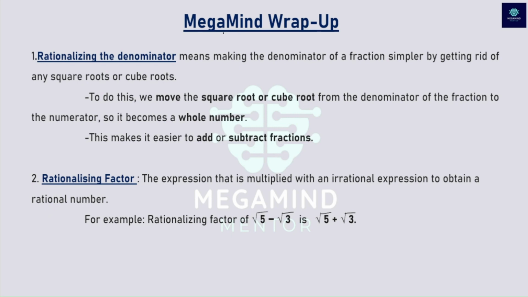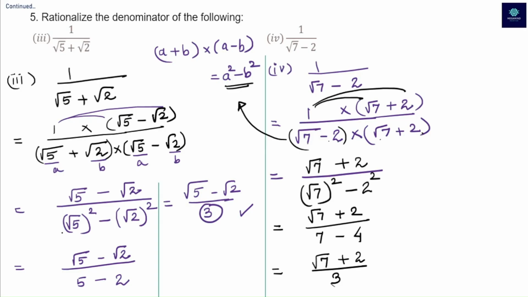Now let us quickly do the MegaMind wrap up. So what have we learned so far in this video? Rationalizing the denominator means making the denominator of a fraction simpler by getting rid of any square roots or cube roots. So in class 9th, you have learned how to get rid of square roots by rationalizing the denominator. To do this, we move the square root or the cube root from the denominator of the fraction to the numerator. So you must have observed that every time the numerator becomes an irrational number, right? So in this case, root 7 plus 2 has become an irrational number.